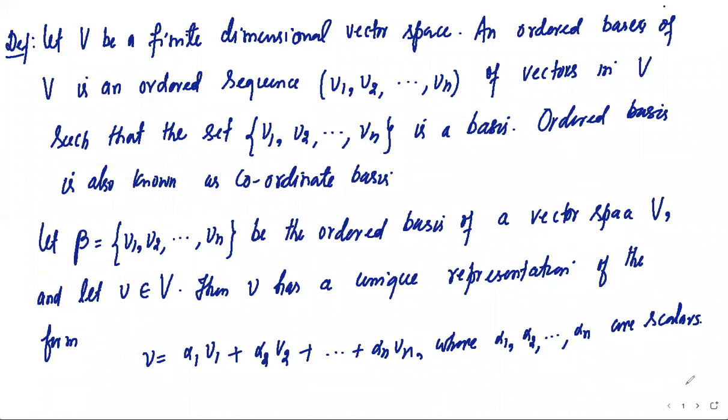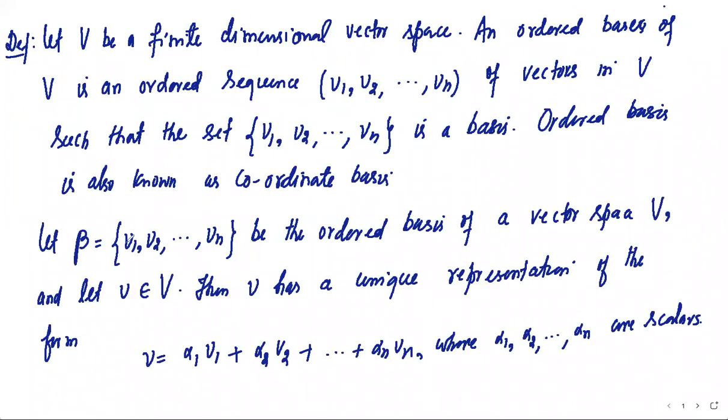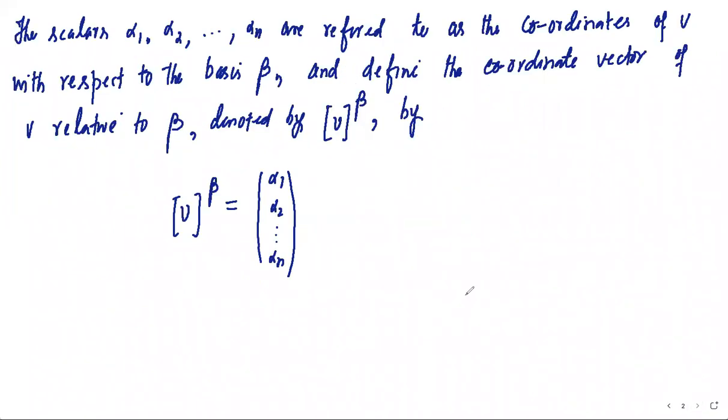Okay. So in fact, if we change the basis, this coordinate vector will change. In fact, if we keep the same basis beta but change the order of the vectors, then we will get a different column vector. So these vectors will change, and the scalars will move up and down. Therefore, with respect to different bases, we can find different coordinate vectors.